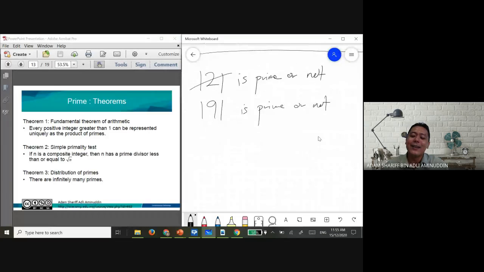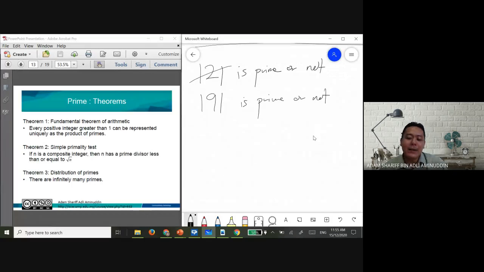Okay. Now I will teach how we check whether it is prime or not. Okay, read Theorem 2 first. If n is a composite integer, then n has a prime divisor less than or equal to the square root of n. Okay. So if we know whether it is composite or not, then we know whether it is prime or not. So first of all, you need to find the square root of 191.